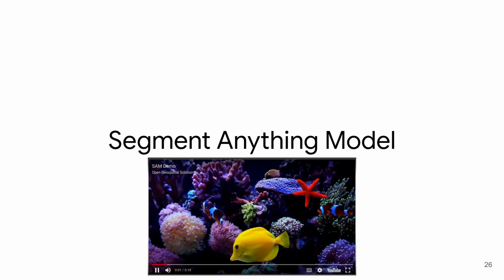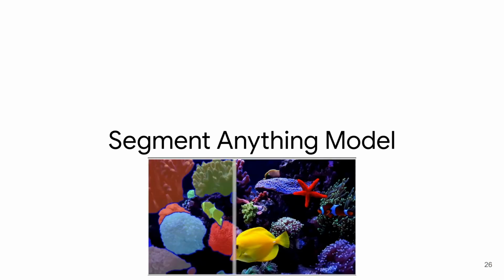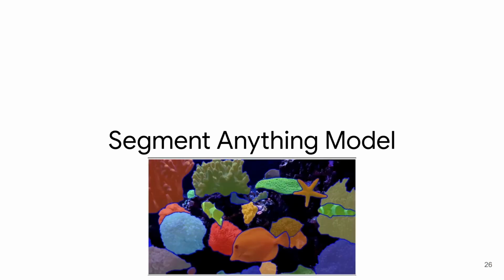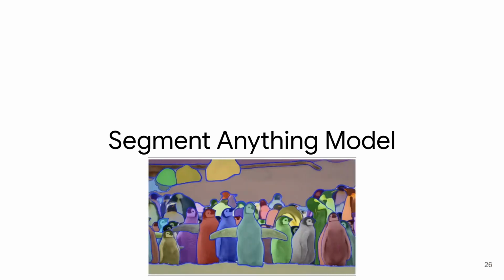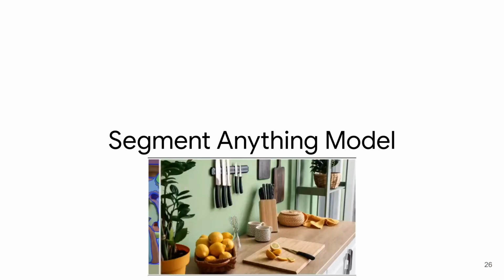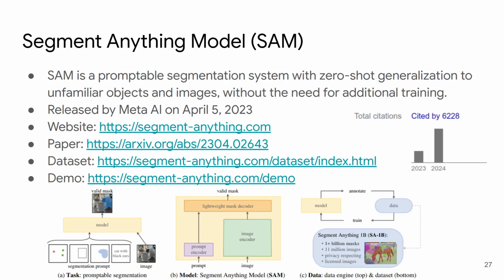And the next one I'd like to talk about is the Segment Anything model. This is the one that the earlier text-to-segmentation model already mentioned. It's a very popular model that was released last year by Meta, on April 5th, 2023. So it's only a year and a half, but you can see the paper has over 6,000 citations. That paper has more citations than many of us will have in our entire careers.